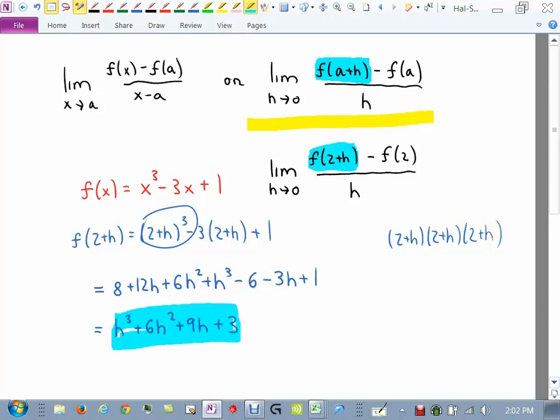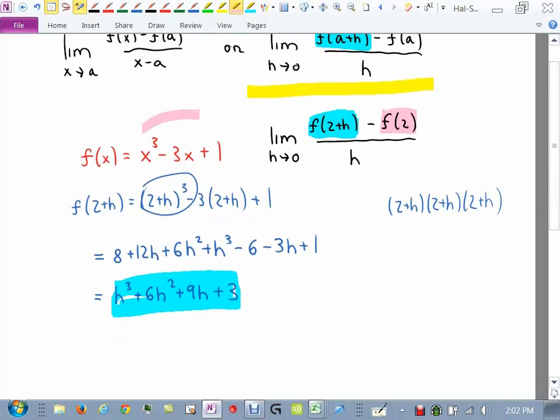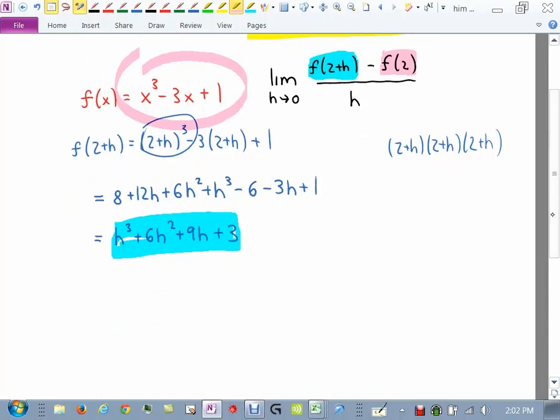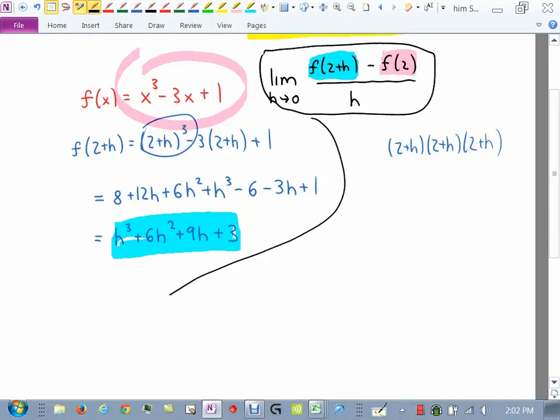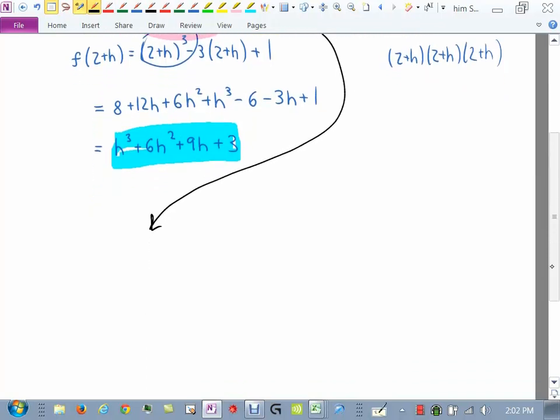The top right corner is f of 2. We already know f of 2 came out to be 3. We did that in the previous problem. Or you can just plug it in right here. Plug 2 in. So let me take this now. I'm ready to take that and try and see what I get. All right, limit h approaches 0 of the top left, which was h cubed plus 6h squared plus 9h plus 3. Then I subtract from that f of 2, which we know is 3. And then I divide by h.